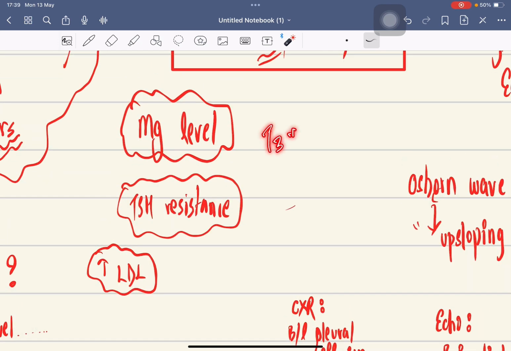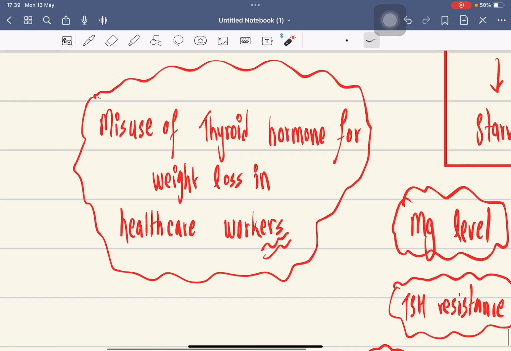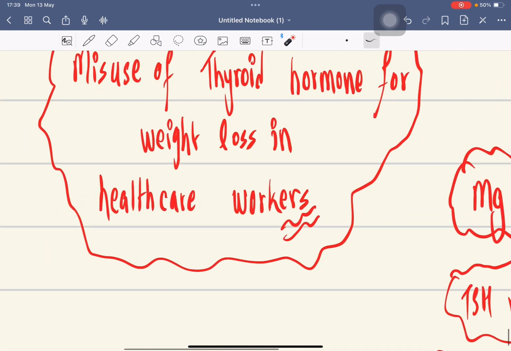If the levels of T3, T4 and TSH are not maintained after giving the thyroid hormone supplementation, then we should check the magnesium level, TSH resistance, and correct the magnesium level if it is low. As we know, misuse of thyroid hormones for weight loss is very popular among healthcare workers, especially nurses. They take thyroid hormones for losing weight and to look attractive.